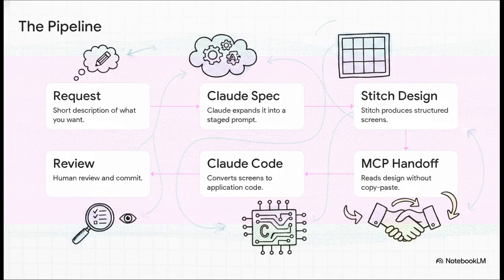Ready? Step 1, you write a short request. Step 2, Claude expands it into a massive stage specification. Step 3, Google Stitch takes that spec and generates a structured design. Step 4, MCP handles the seamless handoff, no copy-pasting allowed. Step 5, Claude Code, using agent skills, converts it into real application code. And finally, step 6, you, the human engineer, review and commit the code. I'm telling you, the true value here is entirely in those clean handoffs between the distinct stages.